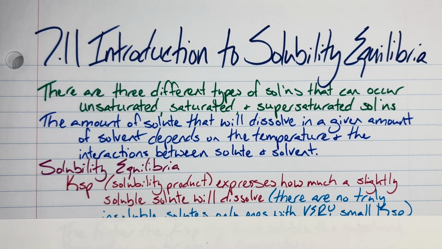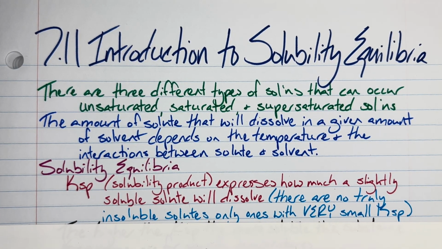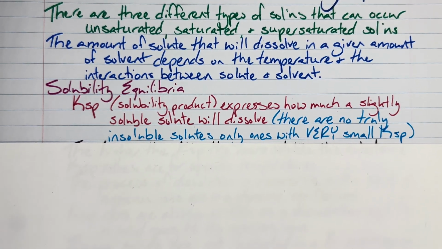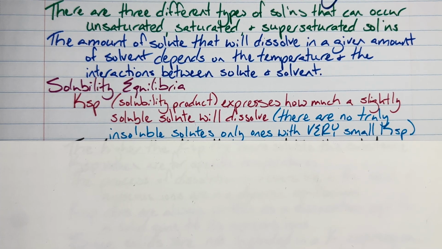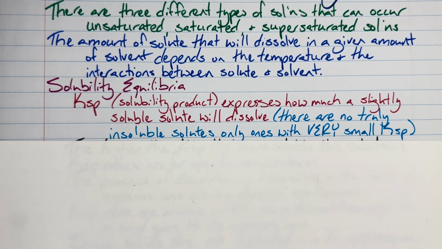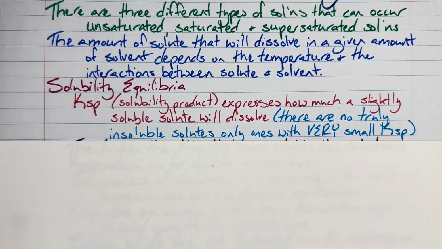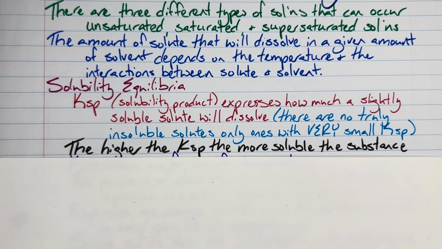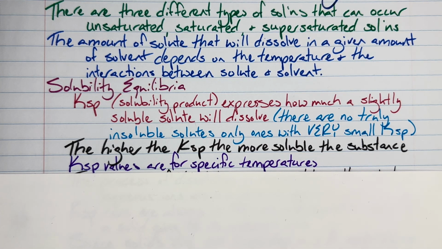There is no truly insoluble solute. There are only ones with very, very small KSPs. So nothing is truly insoluble. It'll just have a very, very small KSP, and so we say practically none of it dissolved, and so we just give it the label of insoluble, but it's not truly insoluble. If you have enough water or enough of the solvent, eventually something will dissolve, but it will be a very, very small amount. The higher the KSP, the more soluble the substance is, and KSP values are for specific temperatures.